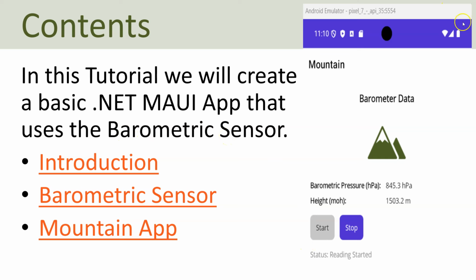Here you see a draft of the application and the user interface that we're going to create. Some overview here with a title, image, and then we will read data from this barometric sensor by using two buttons, a start button to start reading from the sensor and a stop button that stops reading from the sensor, and then we will present some data from the sensor, barometric pressure, and we will also calculate the level above sea level like this. So basically a basic .NET MAUI application that reads values from this barometric sensor.